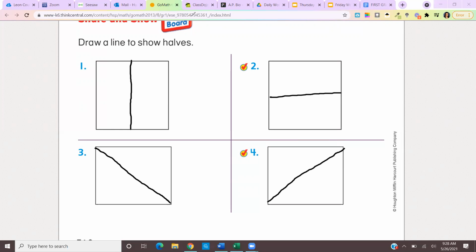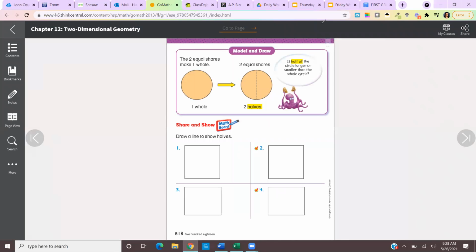When you're ready to move on, show me your goggles. Show me you're looking at the screen ready to go on to our next problem. Great job, superstars. I am just so proud of you guys for staying focused and ready to go today.